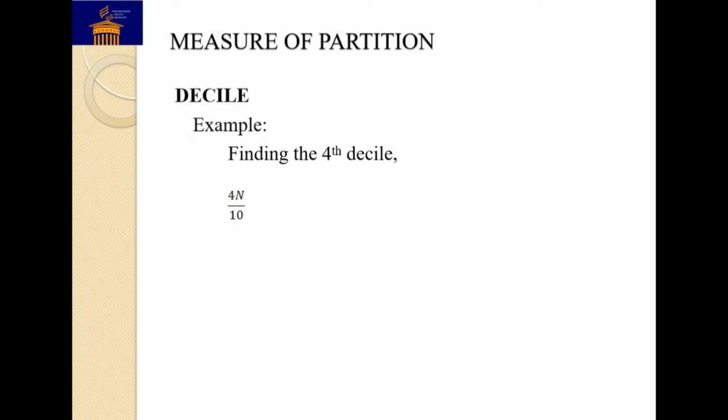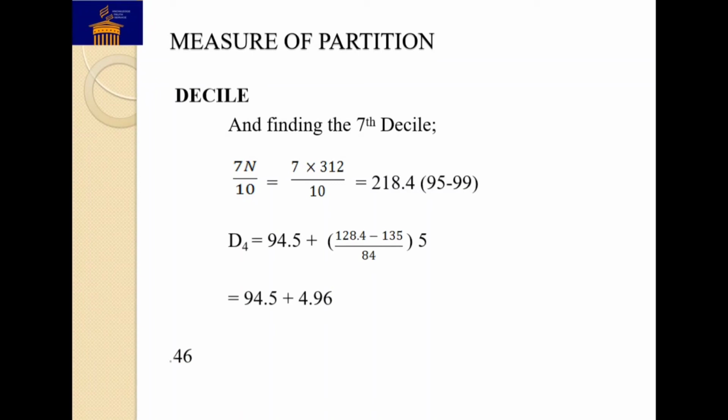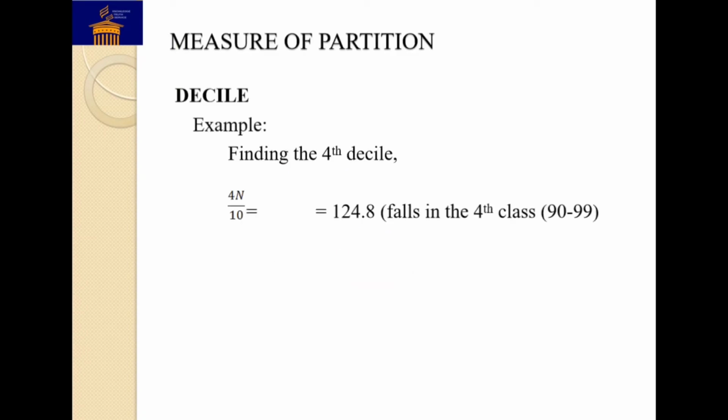So to solve for the seventh decile class, it is still going to be 7n over 10. 7 times 312 divided by 10. Let's see what we arrive at with that. 7 times 312 divided by 10 gives us 218.4. So we need to look for where 218.4 lies on our table, and check the cumulative frequency before that class as well.